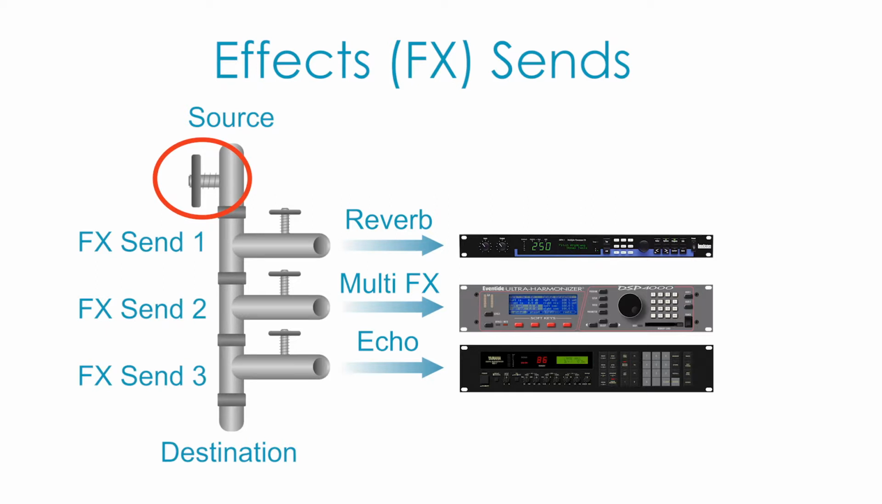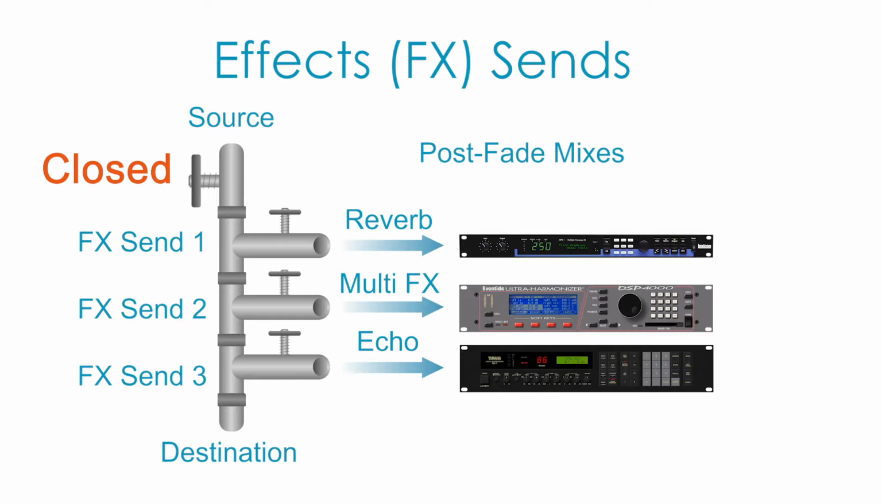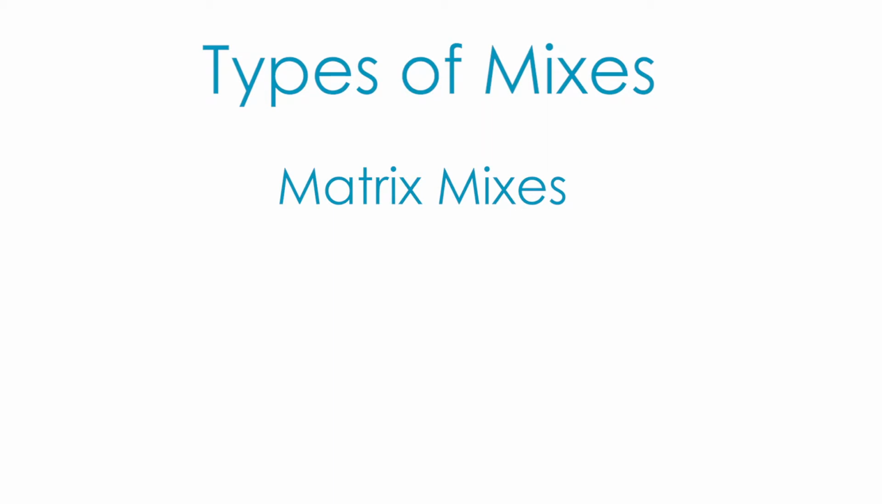This is known as a post-fade mix, because if the main valve is open, then there is a flow of audio to the tap-off points. If the main valve is closed, then there is no flow of audio to the tap-off points. Sending audio to an effects unit using an effects send bus is one of many ways of using a post-fade mix. Up until this point, we've learned that mixes contain input sources.